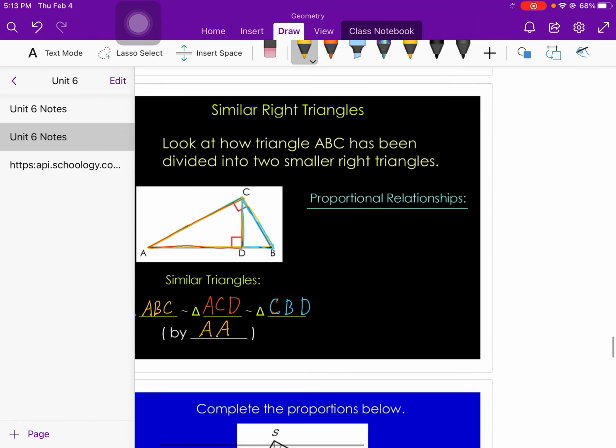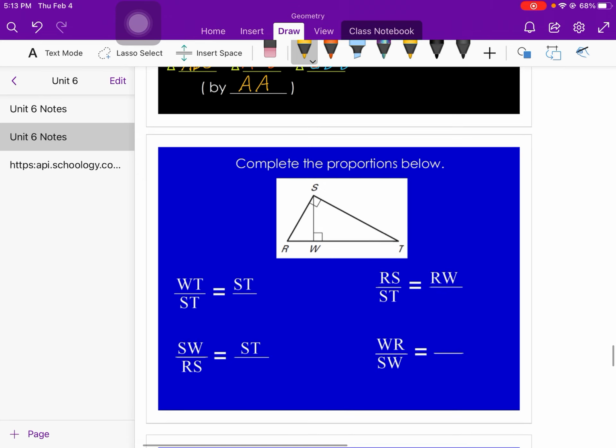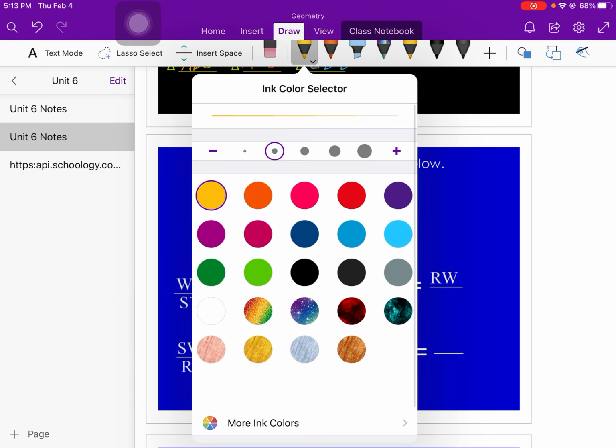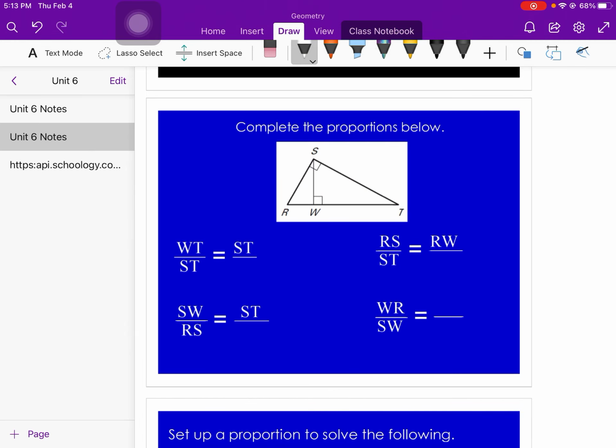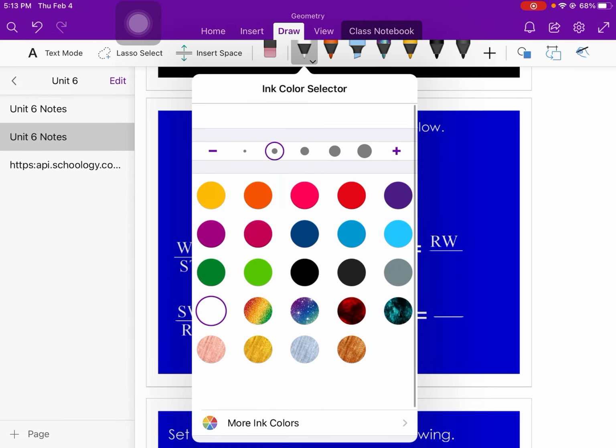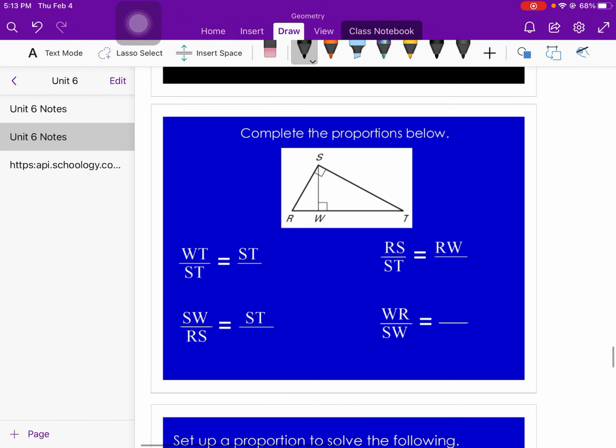All right, so let's actually practice this. So complete the proportions below. The way that I want you to look at this is think about it like there's three different triangles. So WT is, we like to call these the long leg, short leg, and hypotenuse. So WT is going to be a long leg because it's a right triangle. There's three different sides. So we have WT is long leg.